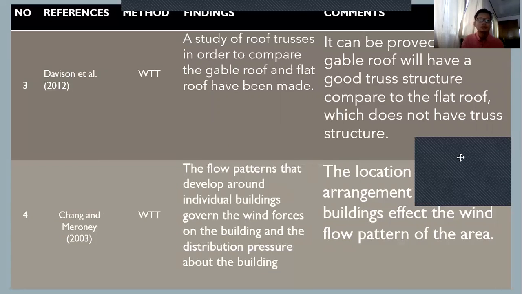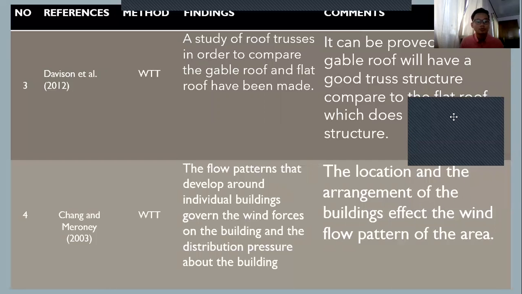And the last article is from Chang and Maroney in 2003, using the wind tunnel test method. The flow patterns that develop around individual buildings govern the wind forces on the building and the pressure distribution about the building. It can be seen that the location and the arrangement of buildings affect the wind flow pattern of the area.